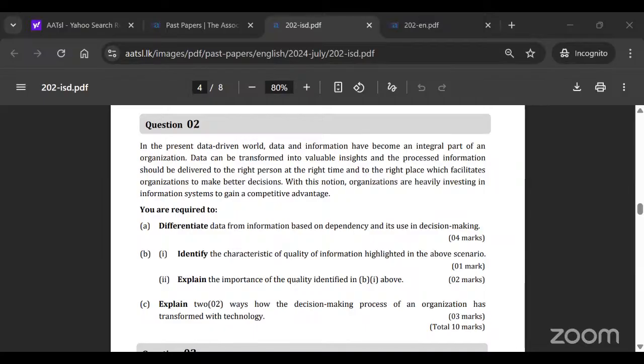Then in decision making, data is the foundation, right? Foundational input, raw materials that need further analysis. Information is the output of that analysis, which can be used directly to make informed decisions. Right.